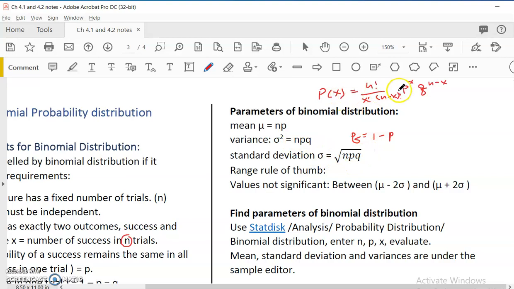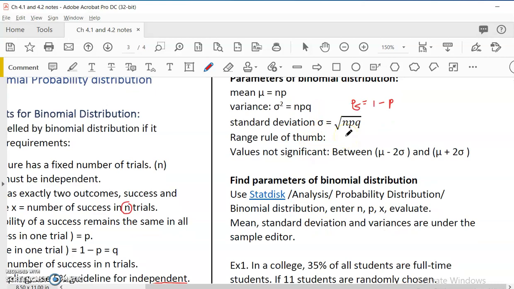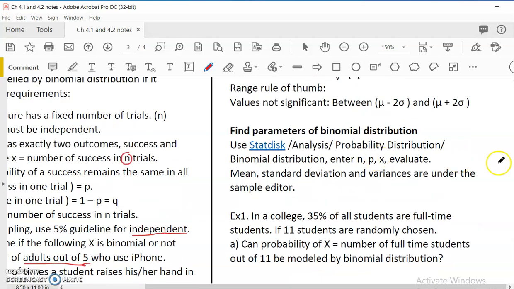So that is the power of mathematics: after you do a lot of simplification, it actually can show this. We skip all this simplification, but if you are interested in knowing why it is like this: earlier, with discrete random variables, we had to use a calculator to calculate. But if x can be modeled by a binomial, it's very easy to find the mean, variance and standard deviation. The range rule of thumb is still the same: the values of x that are not significant are between mu minus 2 sigma and mu plus 2 sigma.